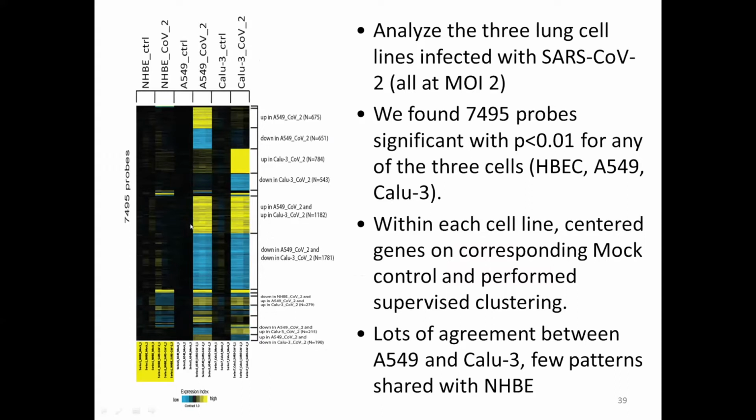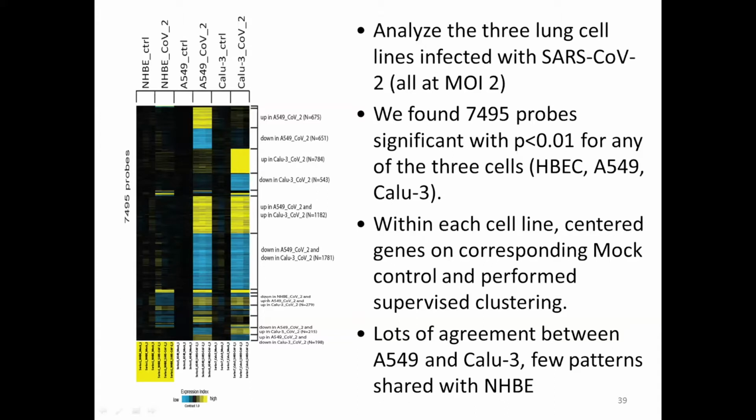A549 and CalU3 are cancer cell lines. And again, the NHBE are bronchial epithelial cells. These are genes going up in any one of the cell lines. So yellow is high relative to its corresponding control within that cell line. There's a lot of genes going up in the cancer cell lines, A549 and CalU3, and not as many going up in the NHBE.